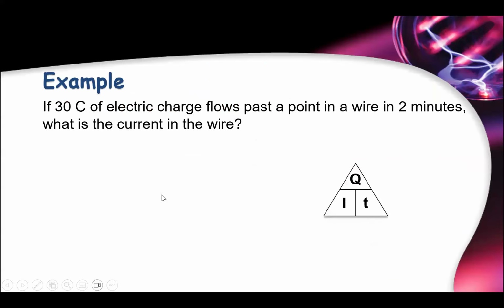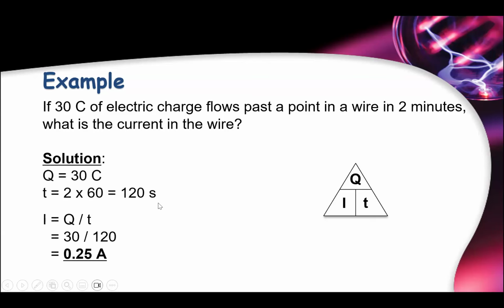Now let's look at some questions to apply the formula. You may pause the video now to think about the answers. I'm going to go through the answers now. If 30 coulombs of electric charge flow past a point in a wire in 2 minutes, what is the current? I'm finding I. So the first step is I equals Q over T. The amount of charge Q is 30 coulombs, and the time, 2 minutes, I need to change to seconds, the SI unit, which is 120 seconds. So it's 30 divided by 120 seconds, I get 0.25 ampere.